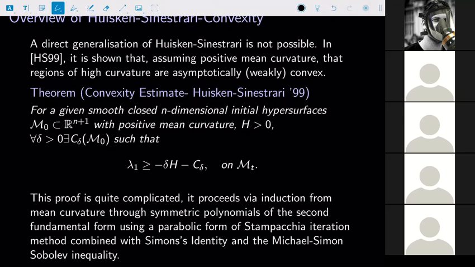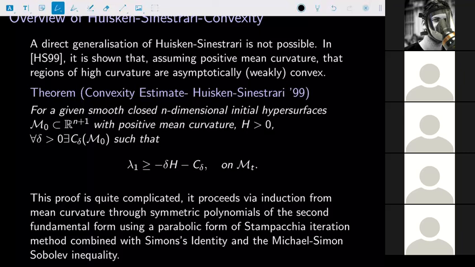Now the proof is quite complicated. It proceeds via induction from mean curvature through symmetric polynomials of the second fundamental form. It uses a parabolic form of the Stampacchia iteration, Simon's identity, and the Michael-Simon Sobolev inequality. There are simpler proofs now if you assume that your initial submanifold is embedded, due to work by Ben Andrews, Haslhofer and Kleiner, and also Brian White. But this is the original proof, and it works even if you're immersed and not embedded.